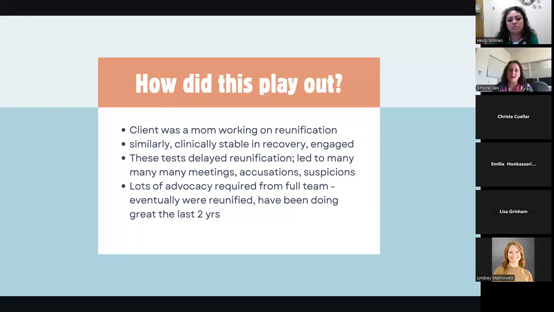Similarly for her, she was clinically stable in her recovery. She was super engaged. She had a lot of people on her team advocating for her, and eventually she was able to reunify and, 300 days later, turned negative finally, and the case closed.